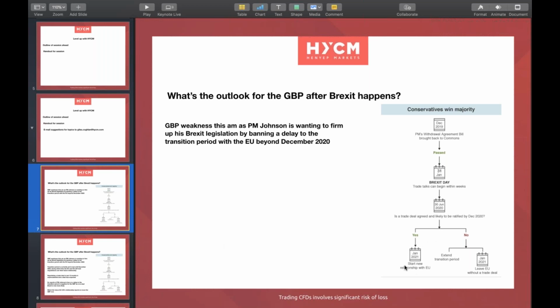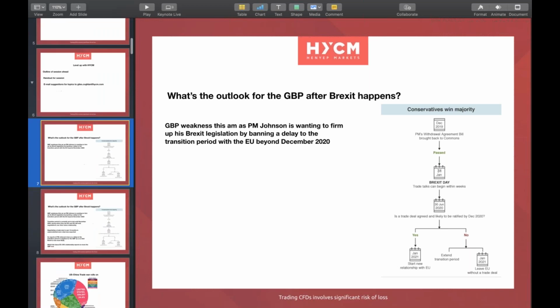And the more we go to a deal, that's pound positive. An extension is pound positive. A no deal is pound negative. So those are the three main scenarios that are most likely going forward.